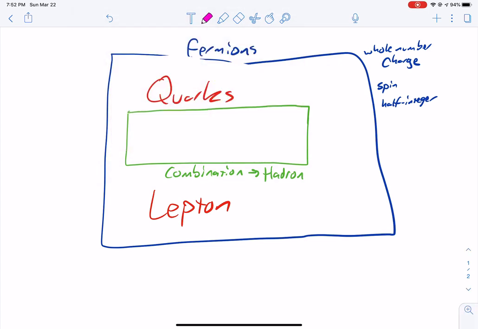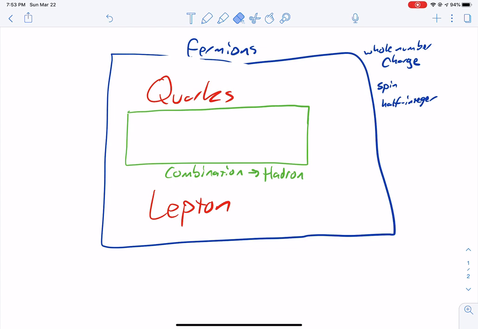By the way, you heard of the Large Hadron Collider, that big thing at CERN that you just watched a video about and saw pictures of. That's a large collider that collides hadrons together. Large Hadron Collider. That's where the name came from. Not very creative.